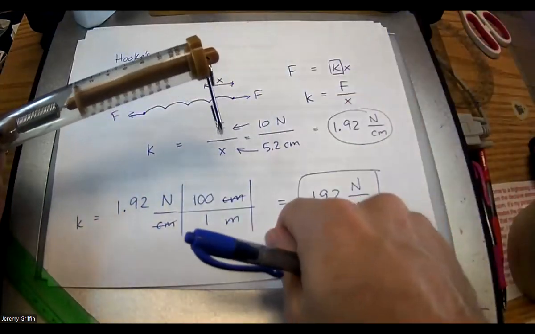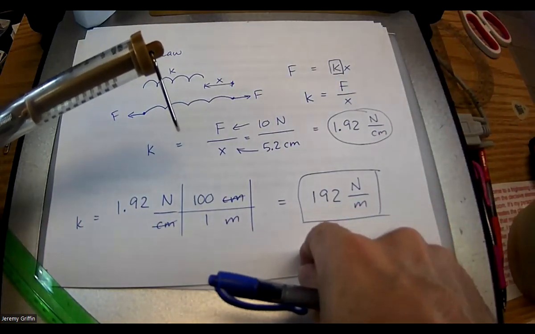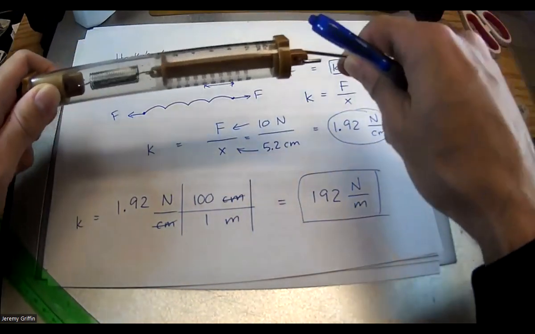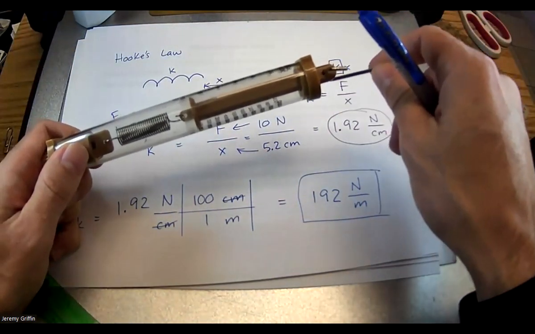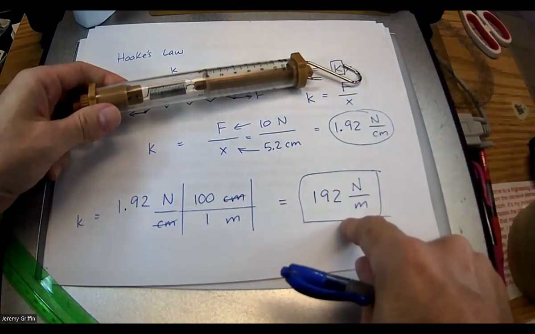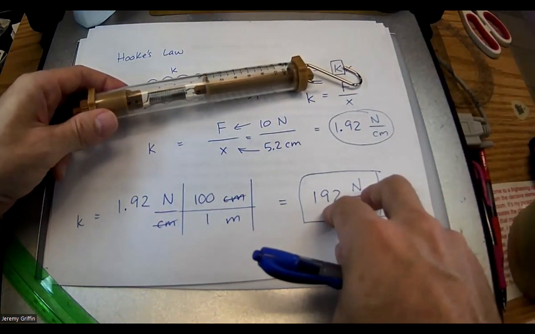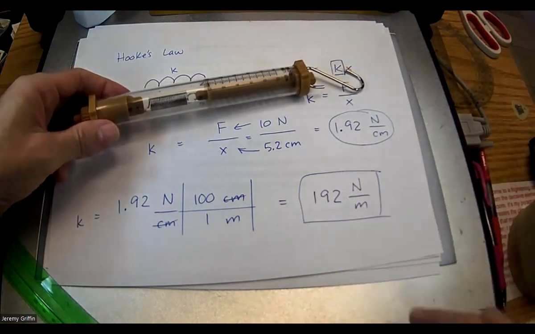So, okay. And I put 192 newtons of force on it. 192 newtons. Ooh, how much would it stretch? How about 1 meter, right? To pull out 1 meter would require 192 newtons of force. 192 newtons per meter. You guys get it?